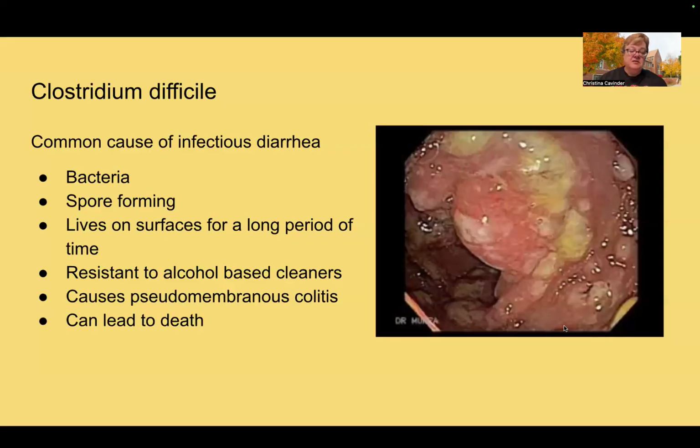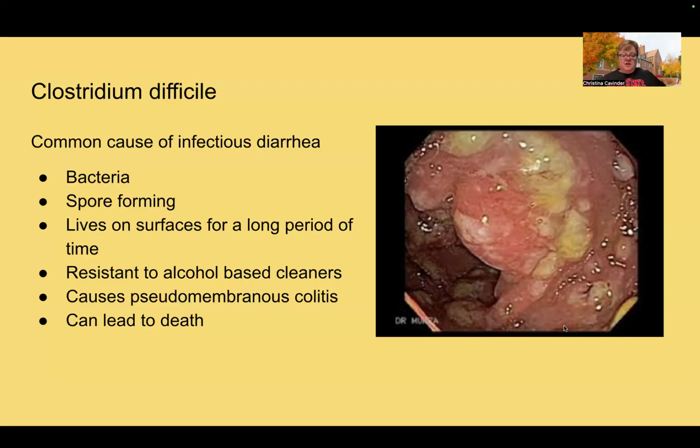So Clostridium difficile is a bacteria, but it forms spores, and it's very, very hard to kill. So it lives on surfaces for a long, long period of time. There are many people that come into healthcare facilities like hospitals or long-term care facilities, and they get C. diff because the environment wasn't cleaned very well and because it lives on those surfaces. It is resistant to alcohol-based cleaners, so you have to wash your hands with soap and water. If you use the hand sanitizer, it doesn't kill it. So that's another reason it's very, very hard to get rid of.